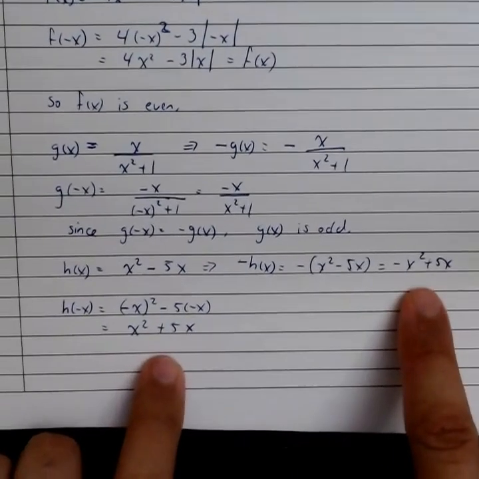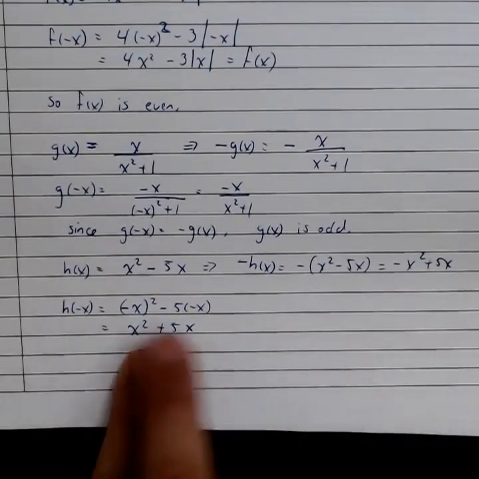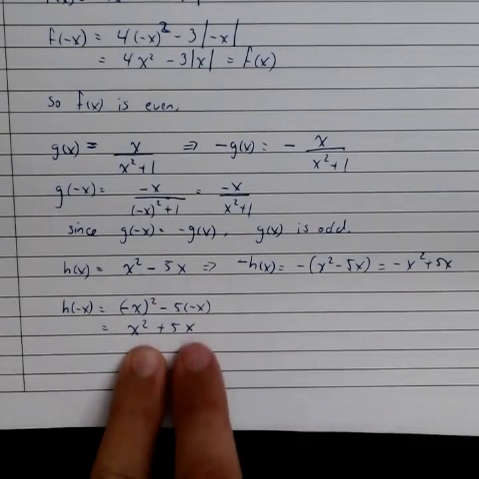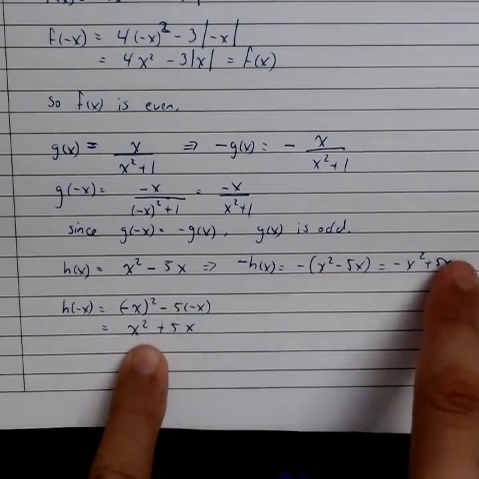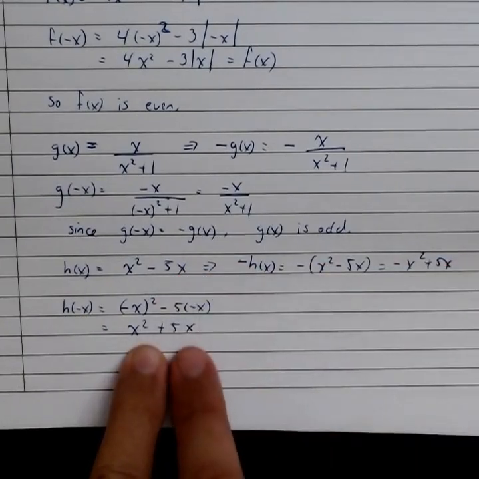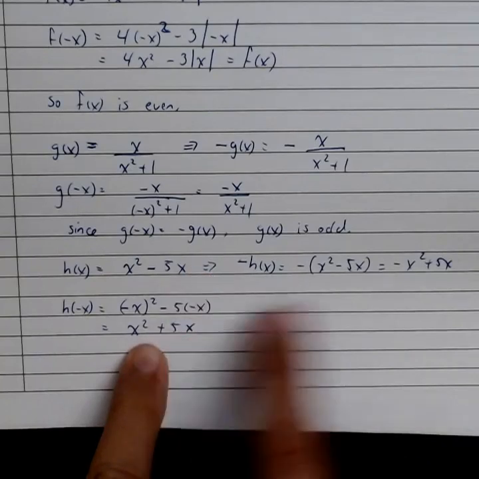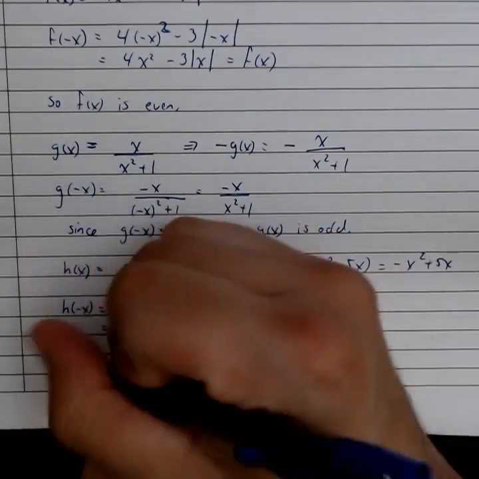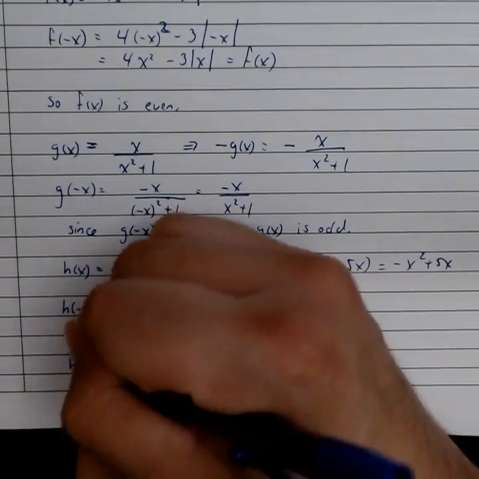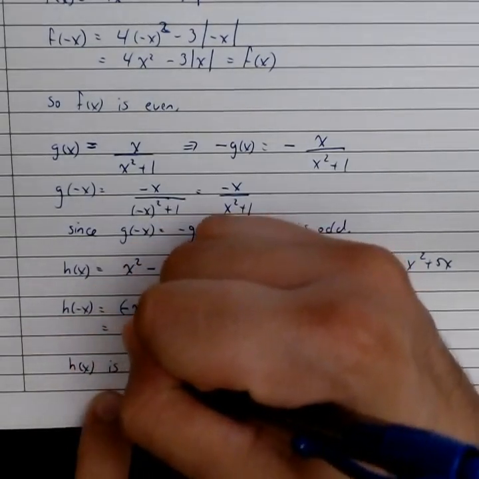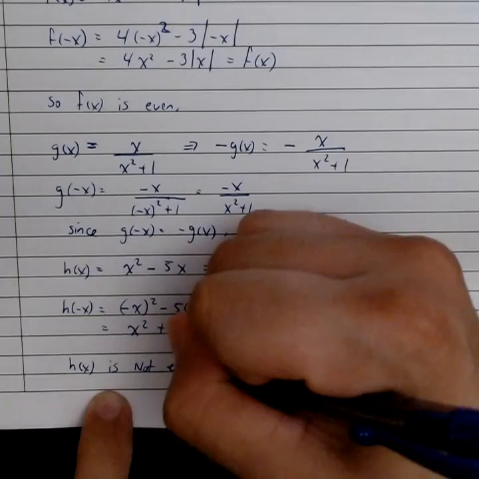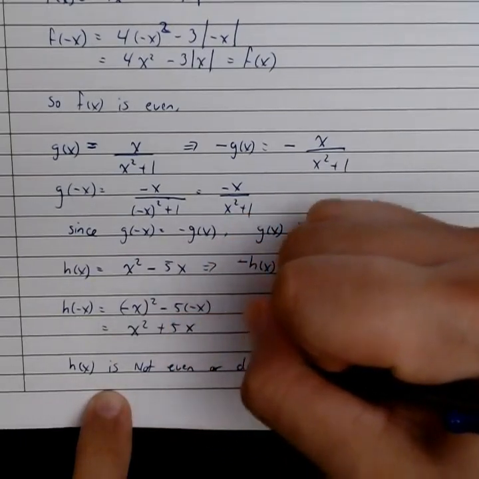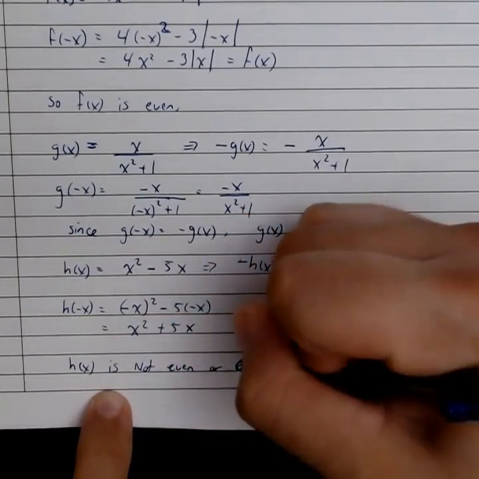Well, that's not the same either. Notice h of minus x is not equal to the original function, but it's also not the opposite of the original function. So it's not even, and it's also not odd. So here, h of x is not even or odd. And that's fine. There are going to be functions that aren't either.